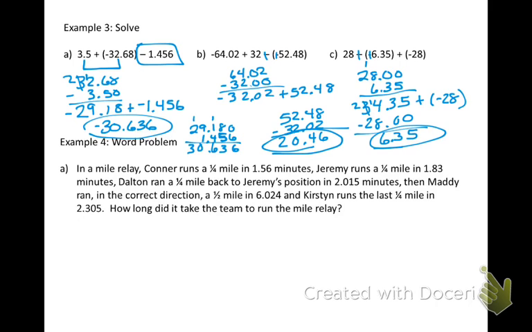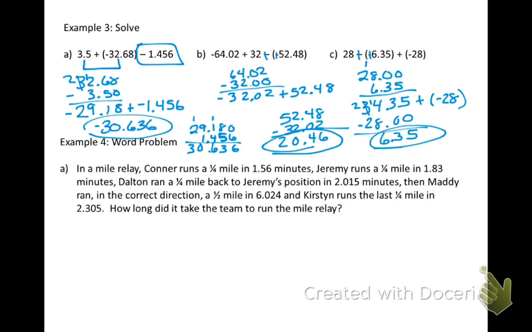All right, word problem. In a mile relay, Connor runs 1/4 mile in 1.56 minutes. Jeremy runs a 1/4 mile in 1.83 minutes. Dalton ran a mile backwards to Jeremy's position in 2.015 minutes. Then Maddie ran in the correct direction, a 1/2 mile in 6.024 minutes, and Kirsten runs the last 1/4 mile in 2.305 minutes. How long did it take the team to run the mile?